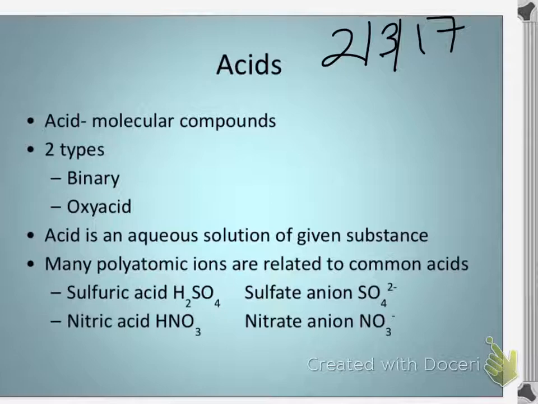Names for some common acids are on the bottom of that Ion Bible. I don't expect you to have them memorized, but I expect you to be able to find them and find formulas for them. So if I tell you that you're dealing with sulfuric acid, you can look on there and find that sulfuric acid is H2SO4.